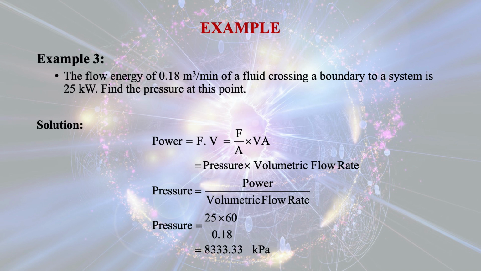Power is given as 25 kilowatt and volumetric flow rate is given as 0.18 meter cube per minute. We have to convert it into meter cube per second. So 0.18 divided by 60 will become meter cube per second, and if you put all these values of power and volumetric flow rate, you will get the pressure. So the pressure will come out to be 8333.33 kilopascal.